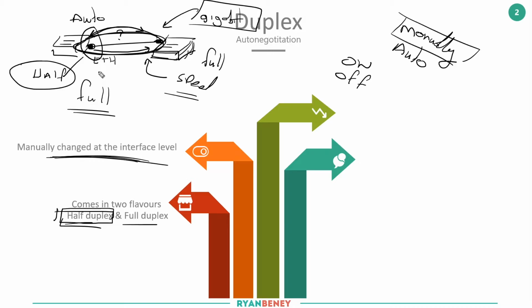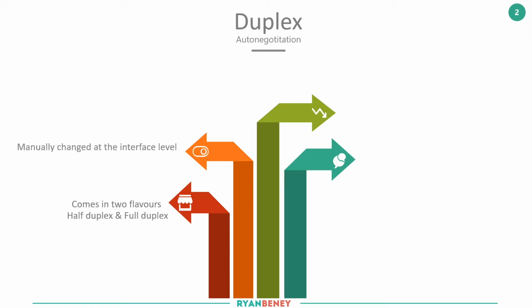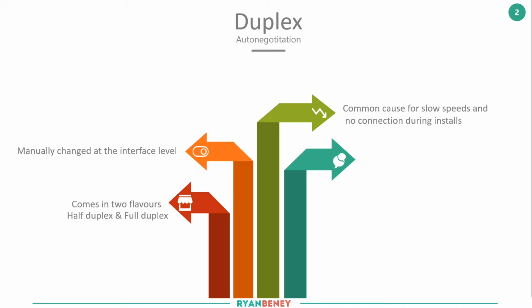So it's important to understand that, okay, what is duplex? Duplex is something that happens on a per interface level. It happens on every Ethernet segment because it's an Ethernet thing. And it can come in two flavors, half duplex and full duplex. And the difference between them is half is send or receive, and full is send and receive.